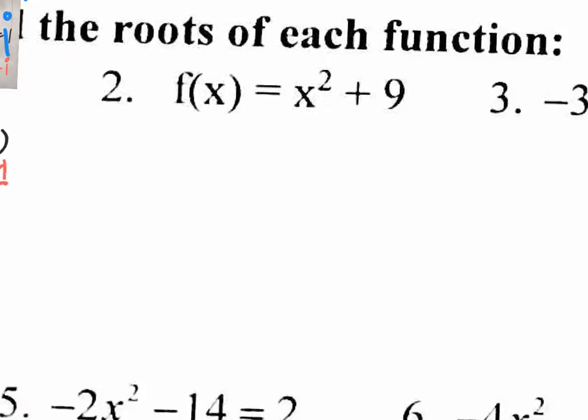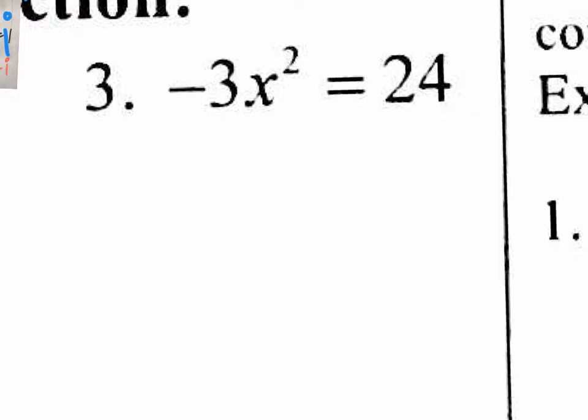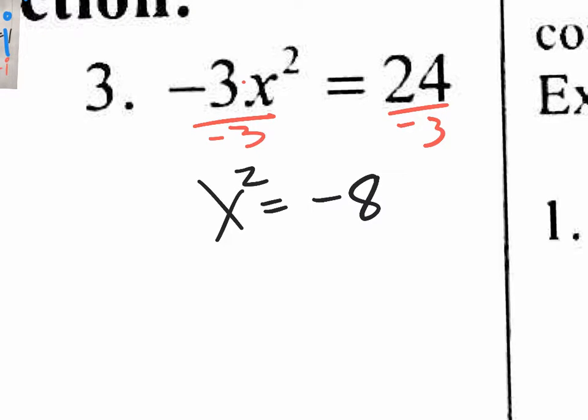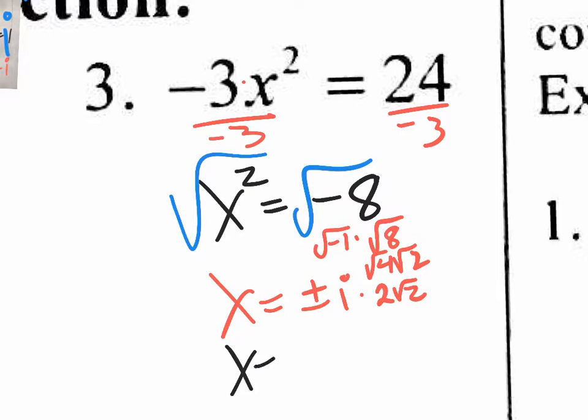But if we take a look at another one, like let's say number 3, if you want to solve this thing, you're going to divide by negative 3, divide by negative 3. You have x squared equals negative 8. Square root. You will have x equals plus or minus, and right here, the negative 1 becomes i on the outside times the square root of 8. You're going to rewrite that as 4 times 2. Split the root, and you have 2 square root of 2. Let's rearrange it the way we need to. x equals plus or minus 2i square root of 2.